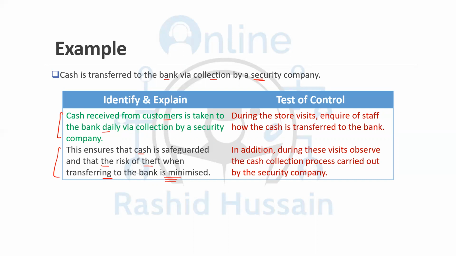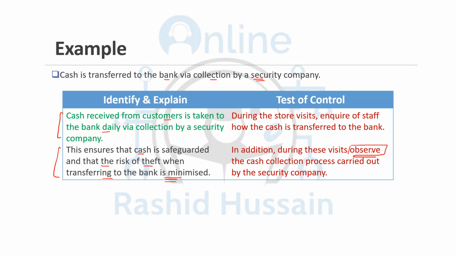Now, the test of control: is the system operating effectively? They're claiming that they are depositing the cash in the bank via a security company. Because this is their daily routine and you, as an auditor, are there, you can observe whether a company is coming daily and taking the cash and depositing it in the bank. So you can observe this process. Because this is happening on a daily basis and you're there, you're going to use the term observe. Observe whether a security company is coming and taking the cash and depositing it to the bank. This is the first way.